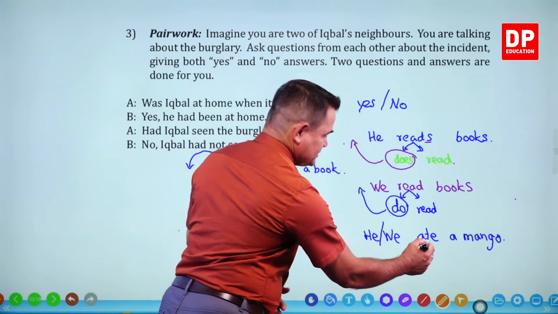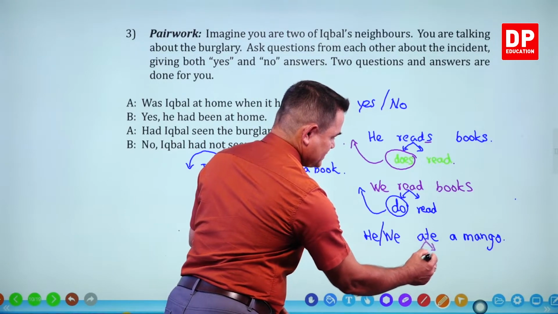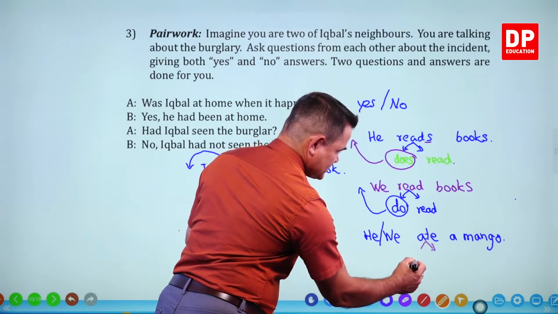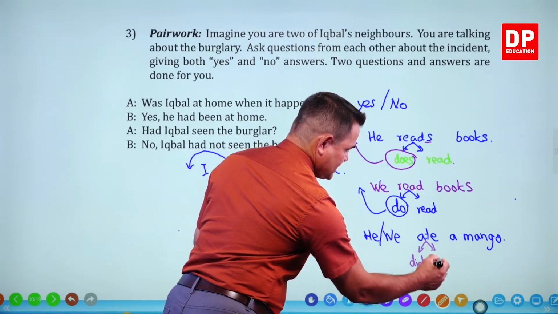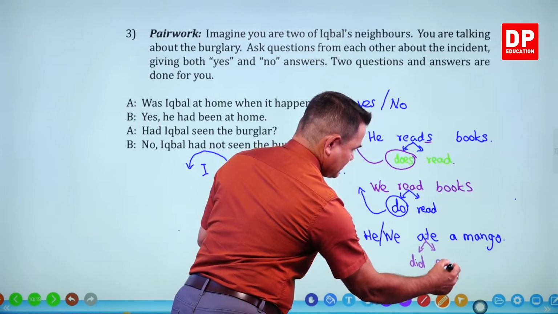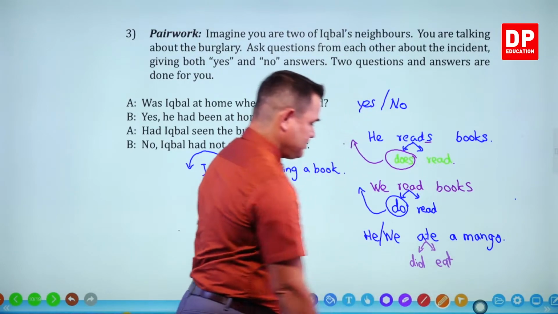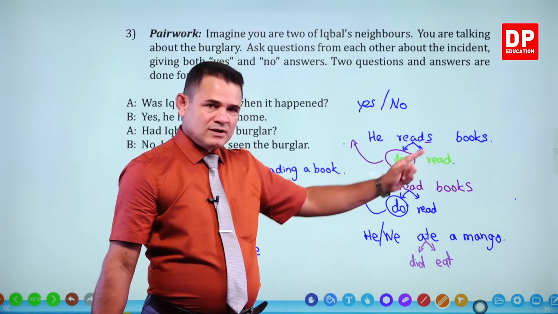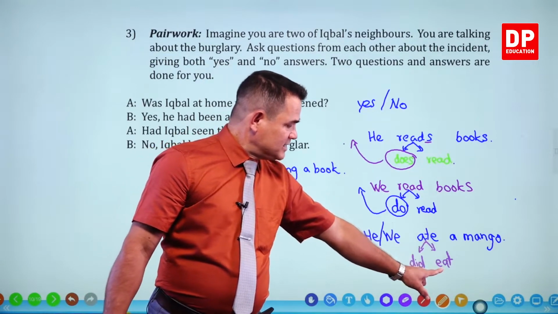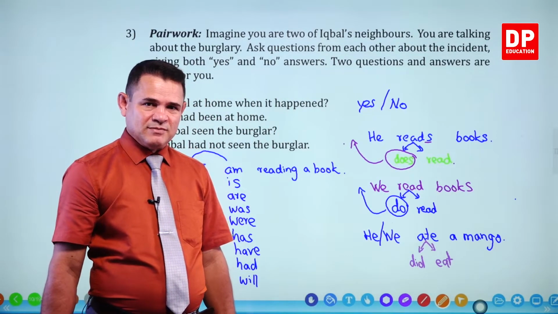and think there are two. If it is past tense, then here it is did. So with the past tense, the ate becomes eat. That is very important to remember. Then when you take does, the s disappears, just like that, and ate becomes eat. That is very important, remember.